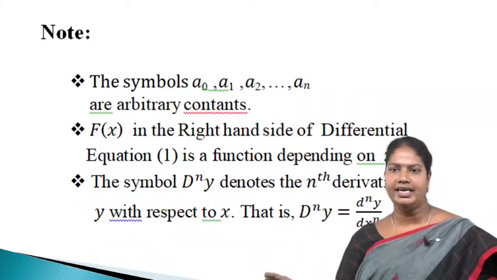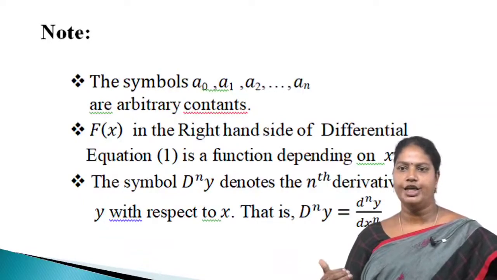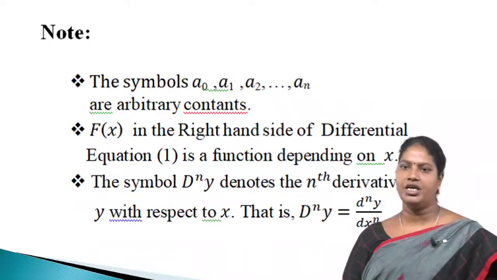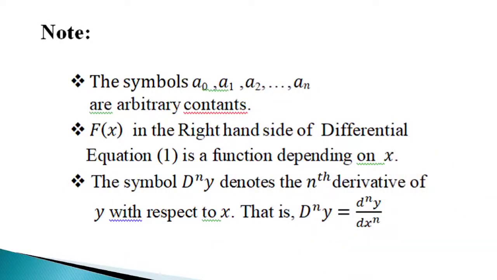The symbol Dⁿy for any n denotes the nth derivative of y with respect to x, that is Dⁿy = dⁿy/dxⁿ. We already saw that Dy is the first derivative, D²y is the second derivative, D³y is similarly the third derivative, so Dⁿy is the nth derivative.